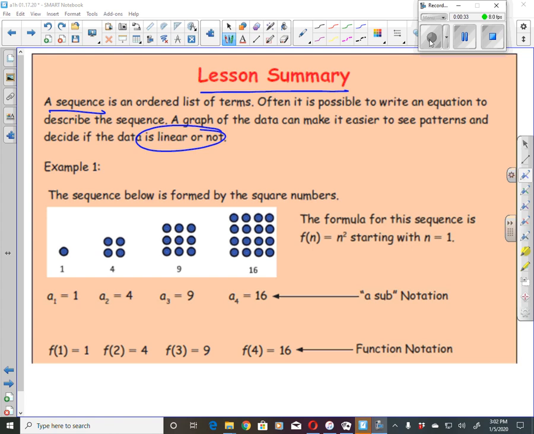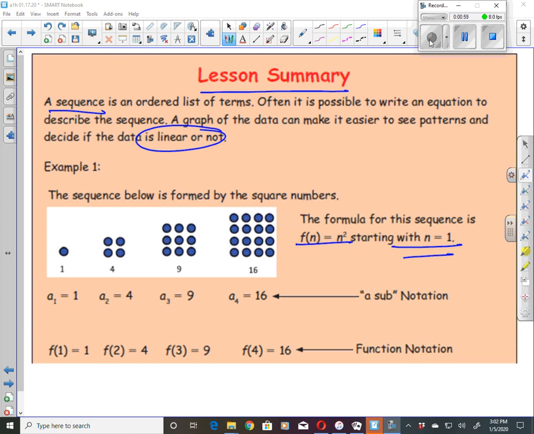The sequence below is formed by the square numbers. The formula for this sequence is f of n equals n squared. This is clearly not linear. This does not fall in y equals mx plus b. Starting with n equals 1, that's important. We sort of made it clear that we kind of want to start with 1.